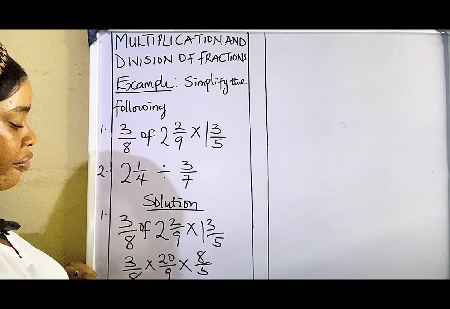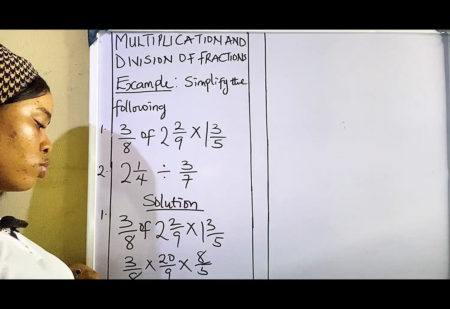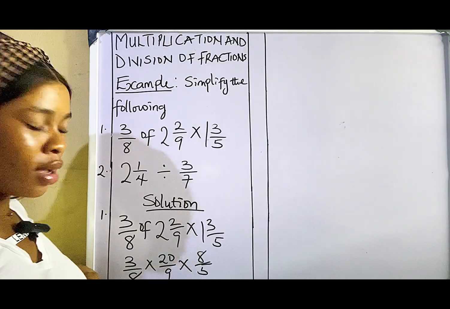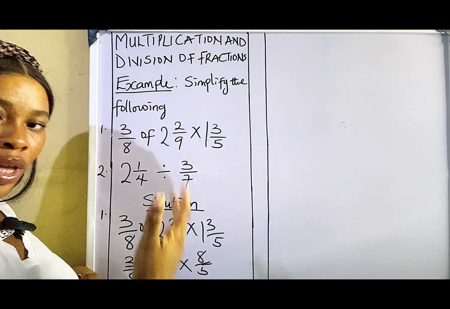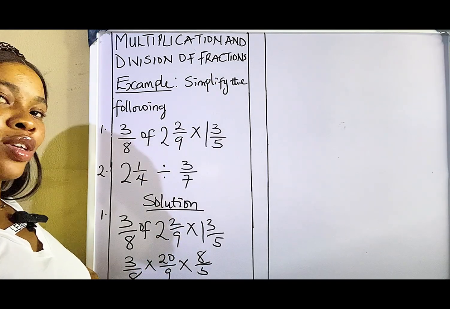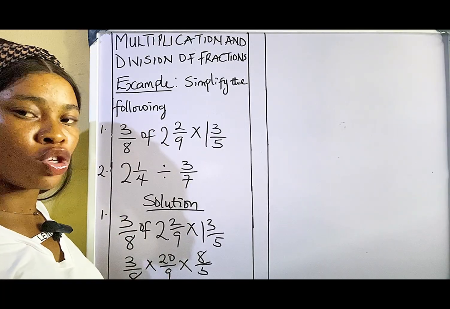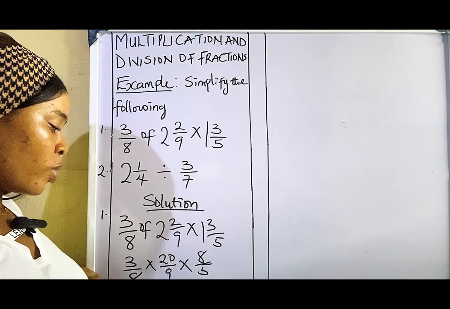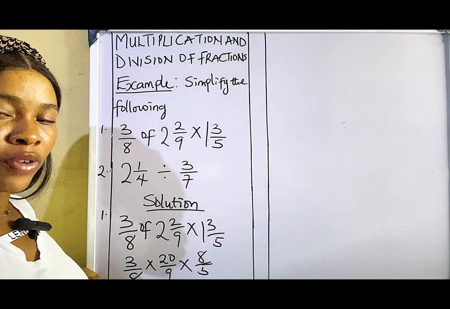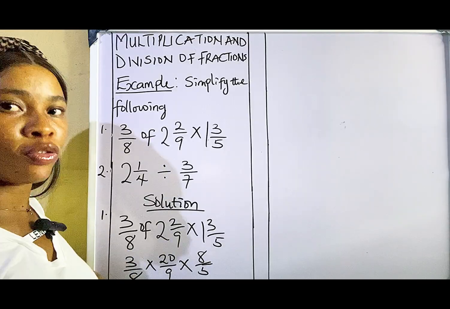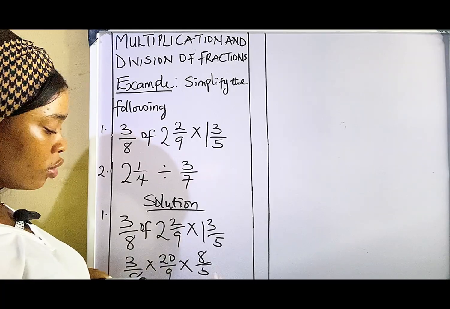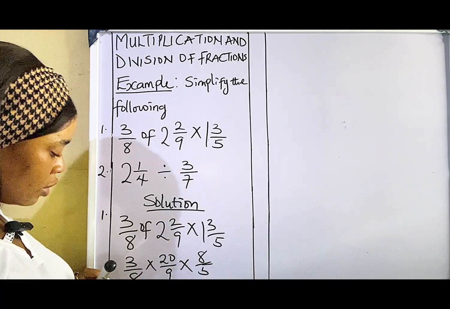Now looking at our fractions here, before we decide to multiply numerators together and denominators together, we have to consider: is there any number we can use to divide through in order to reduce the fractions? It's always advisable to reduce the fractions before you multiply through, because if you don't reduce and you go ahead and multiply, you may get a very large figure, which may be difficult for you to divide. So it's advisable that you check what can divide through. Now let's look at this.